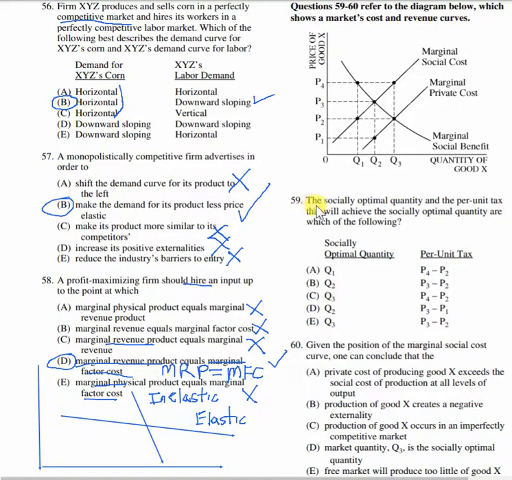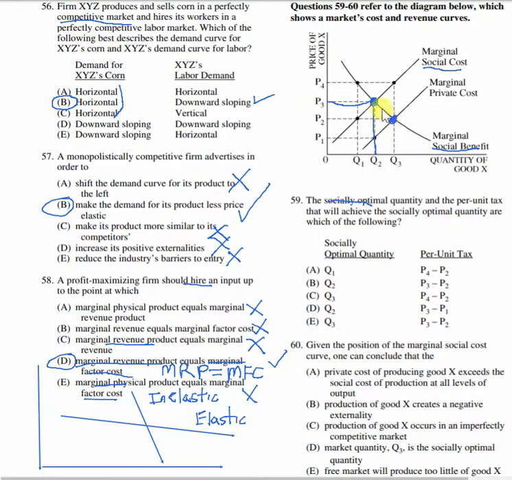The socially optimal quantity and the per unit tax that will achieve the socially optimal quantity are which of the following? Okay, so just like we saw in any supply and demand curve, the social cost and the marginal social benefit intersect right here. So this is going to be the socially optimal quantity and the socially optimal price. Now, without anybody getting involved, a private enterprise would produce this amount because that's what people want. So how do you get people to buy this amount?